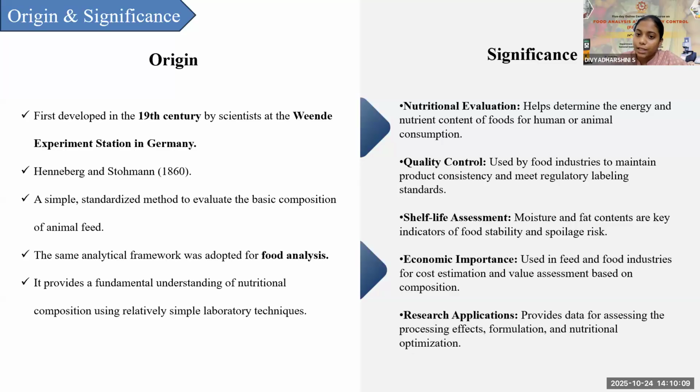So if we want to express them in a percentage like that, we can also use it in a percentage manner. Then quality control: used by the food processing industries for estimating the raw material qualities. And next one is shelf life assessment.